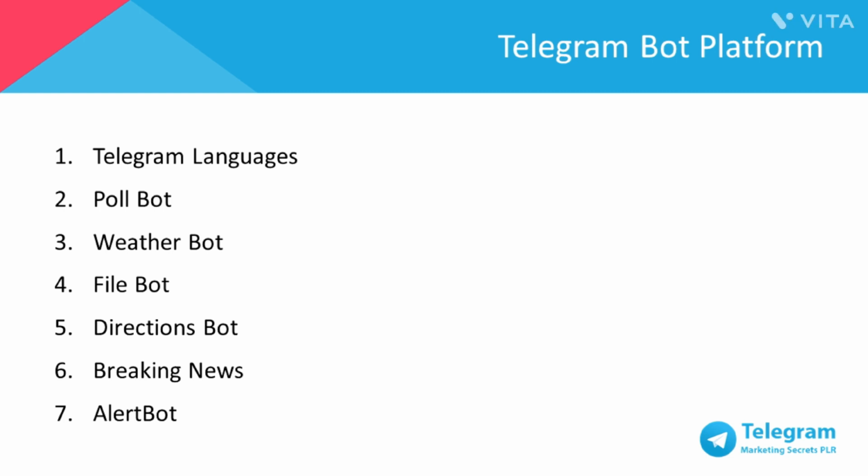Number 3 is WeatherBot, which gets weather forecasts of a selected city. Number 4, FileBot, allows you to upload and share files via Telegram by sending a code that is used in the bot itself to request the file. Number 5, DirectionsBot, gives directions to go from one place to another. Then Breaking News gives the latest news feed at set times during the day. And last but not least, AlertBot sets a timer for the bot to remind you of an important detail or plans.